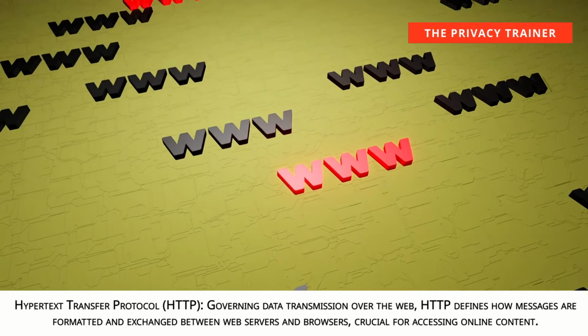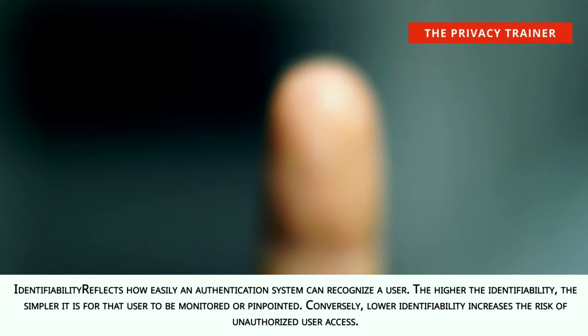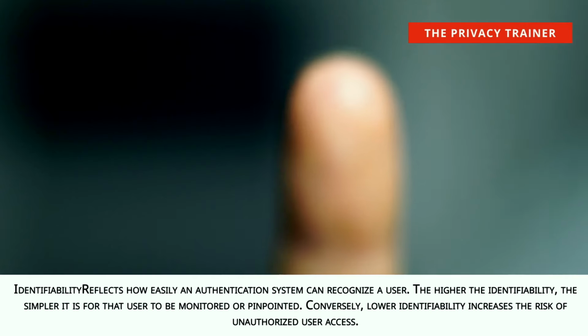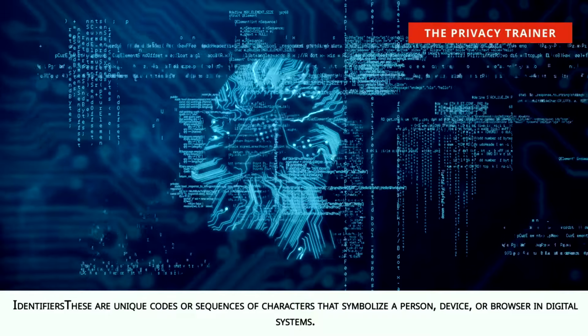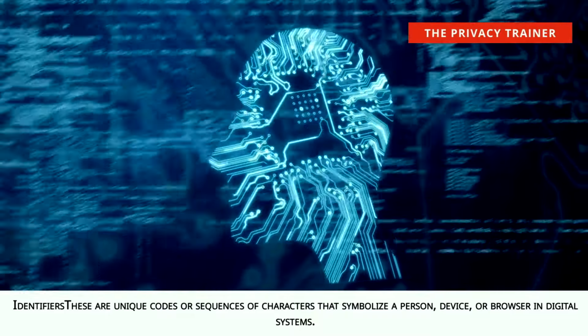Identifiability reflects how easily an authentication system can recognize a user. The higher the identifiability, the simpler it is for that user to be monitored or pinpointed. Conversely, lower identifiability increases the risk of unauthorized user access. Identifiers. These are unique codes or sequences of characters that symbolize a person, device, or browser in digital systems.